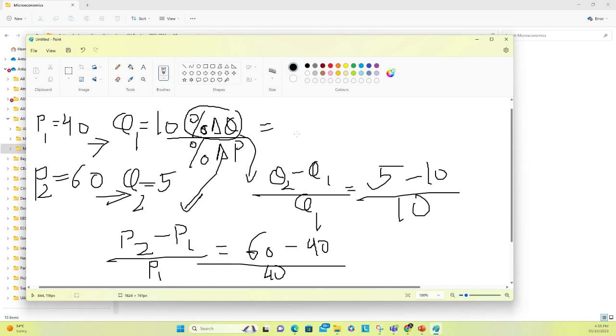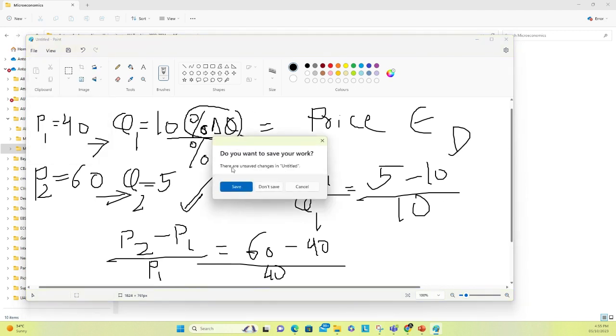Now there is something else that we call the midpoint method. This is just when I say price elasticity of demand, this is the formula applied. The midpoint method works slightly differently. It also gives the price elasticity of demand. This is how you write the elasticity of demand.